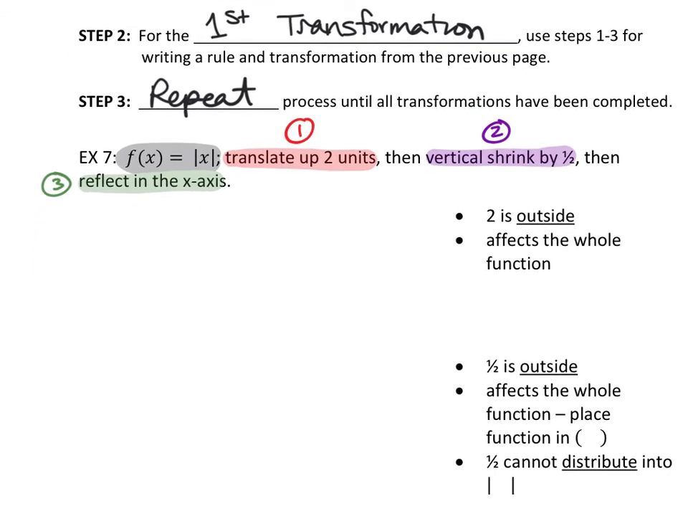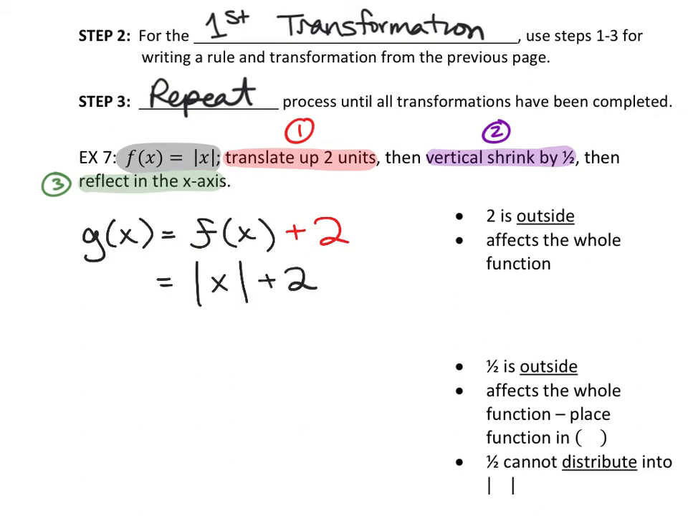To translate something up 2 units, all that means is I'm going to take the original function and go up 2. So we substitute in absolute value of x, because that's the function that we're using this time, and I'm going to add 2. No simplifying needed for this one, but I'm done with the first step. I have done translating it up 2.